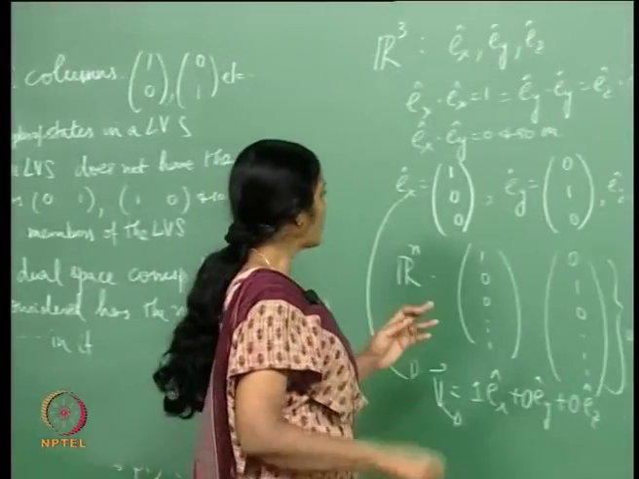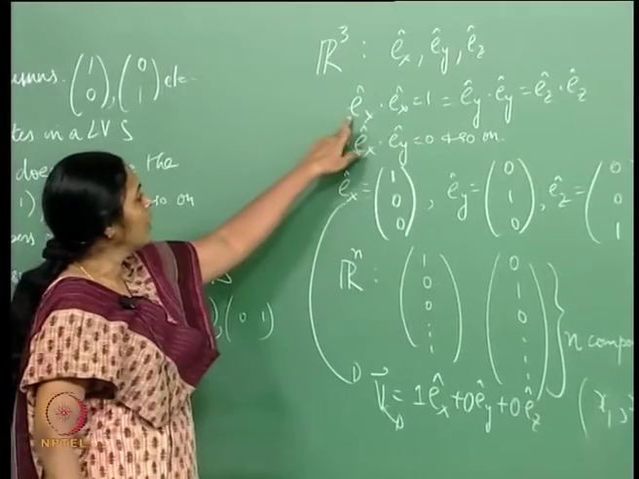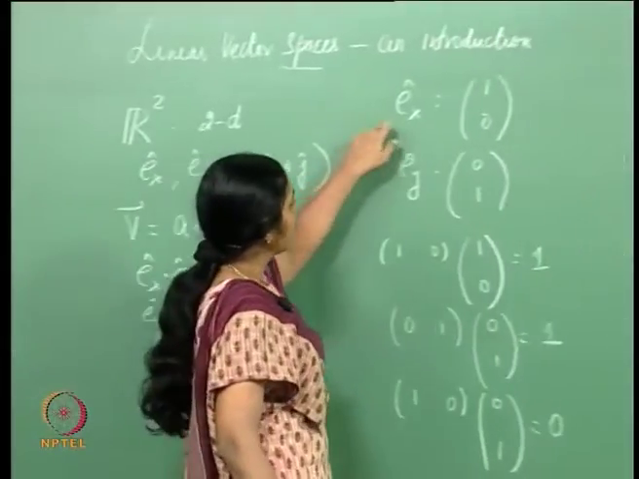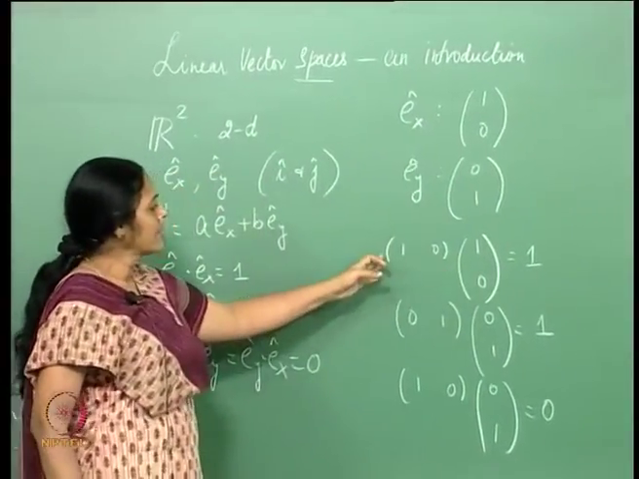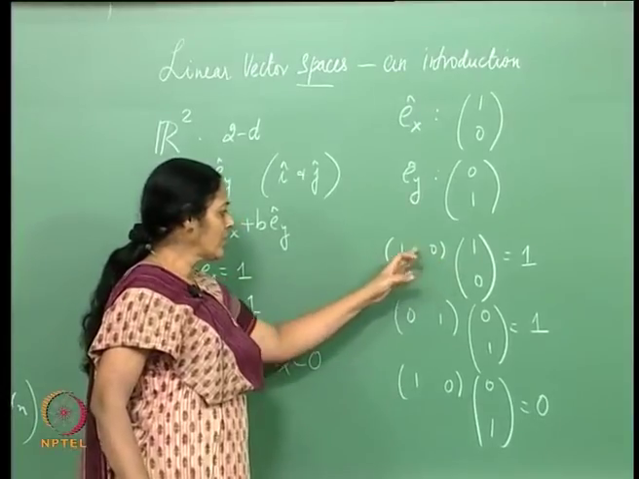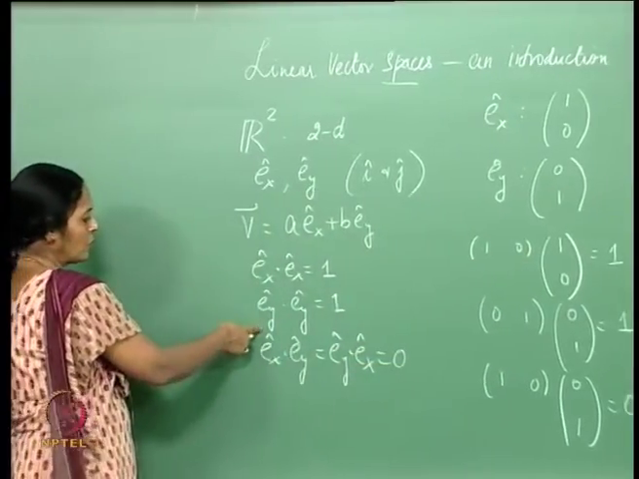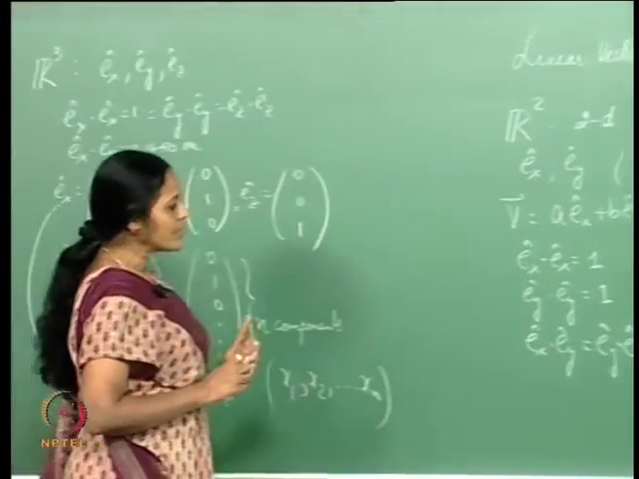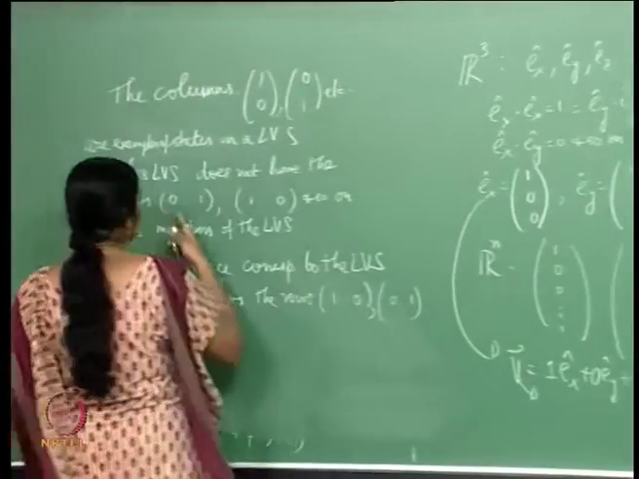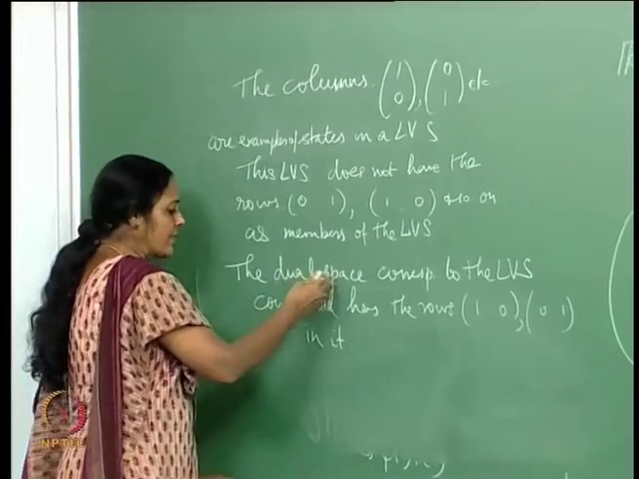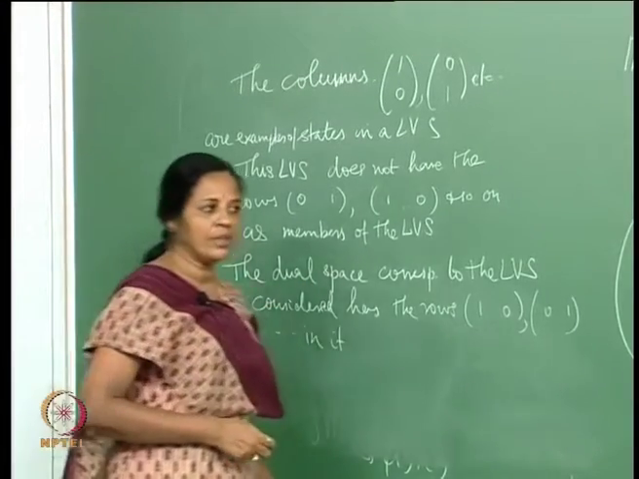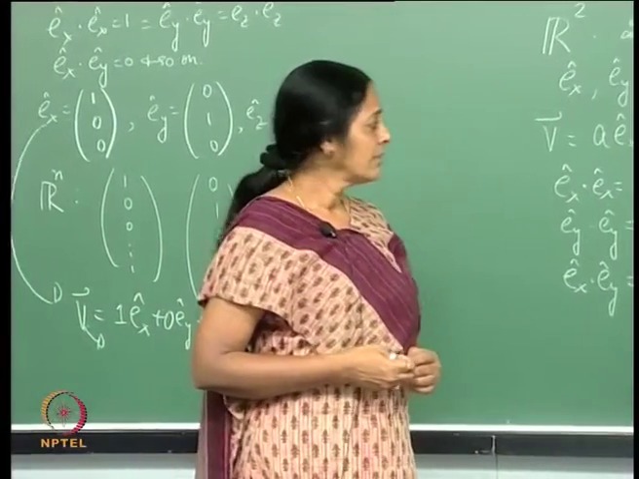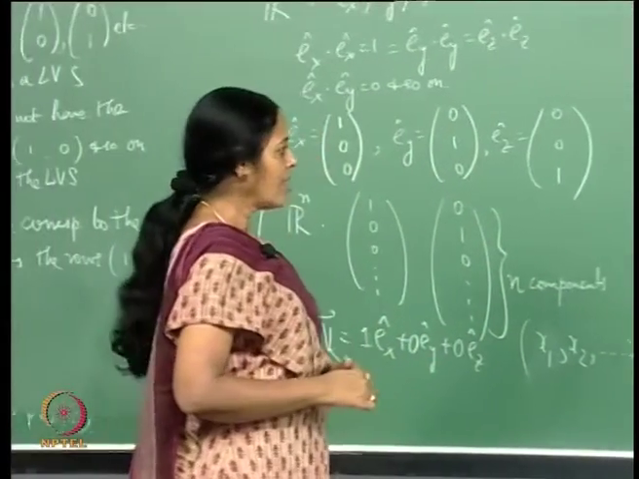Now, this aspect would not have come out if we had just stuck to Ex, Ey and Ez. And in that sense, writing Ex and Ey in terms of columns and also introducing the row 1 0, 0 1 and so on in order to put down these relations in the language of columns and rows has helped us understand that for the linear vector space there is a dual space. This is merely an example. Every linear vector space has a dual space corresponding to it, and the members are in general different.